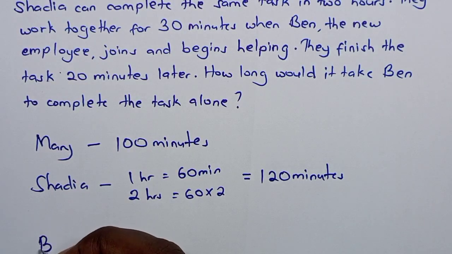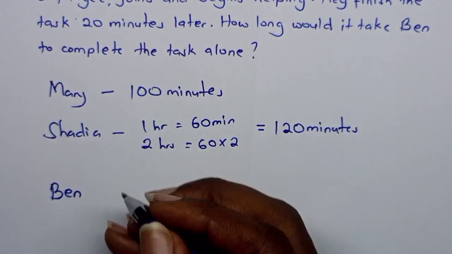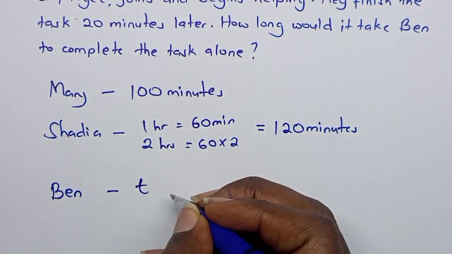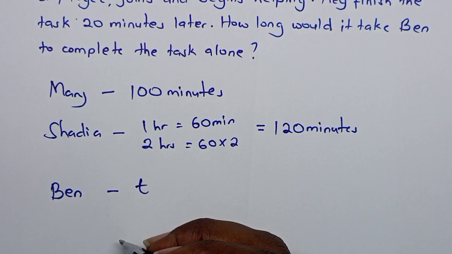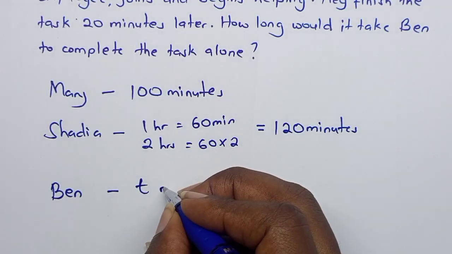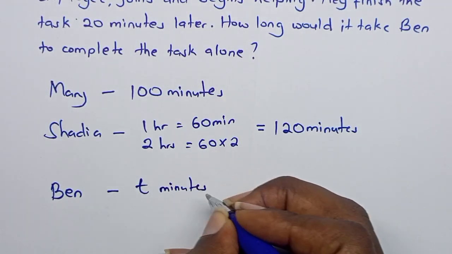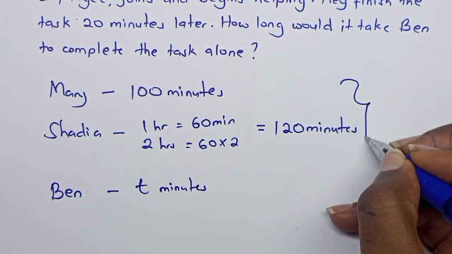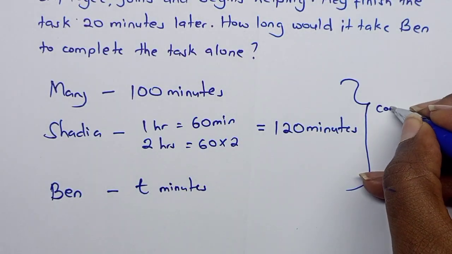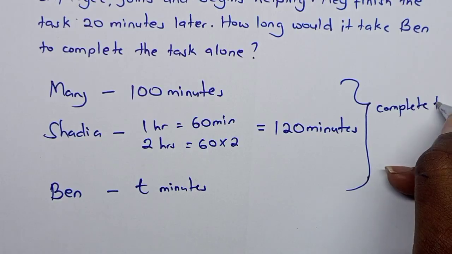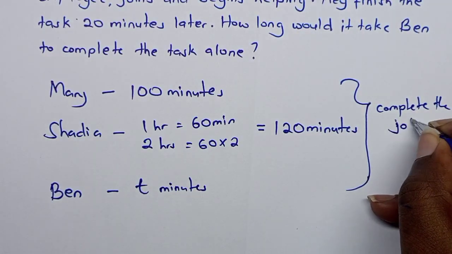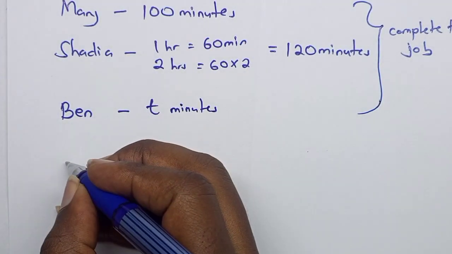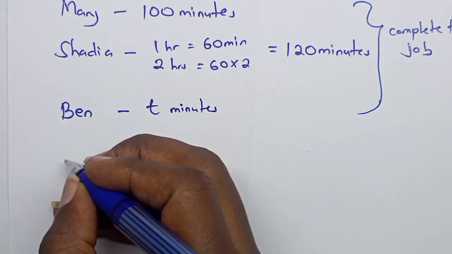Then for Ben, we do not know the time he takes. Let's call it T. We don't know the time he takes to complete the whole job. So this T is in minutes. So now this is the minutes to complete the job. Now let's find the rate of completing the job per minute.